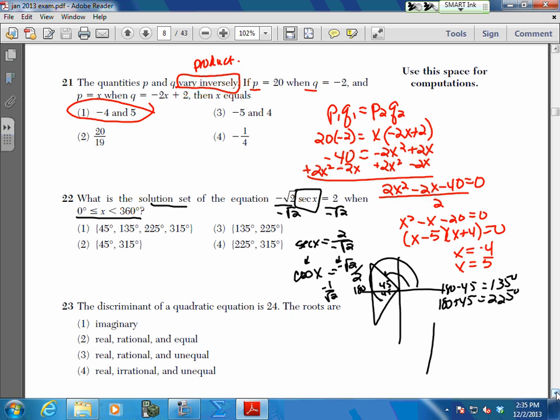My advice is that you learn your two special angles. A 45-45 says 1, 1, radical 2. Both the sine and the cosine are 1 over radical 2.